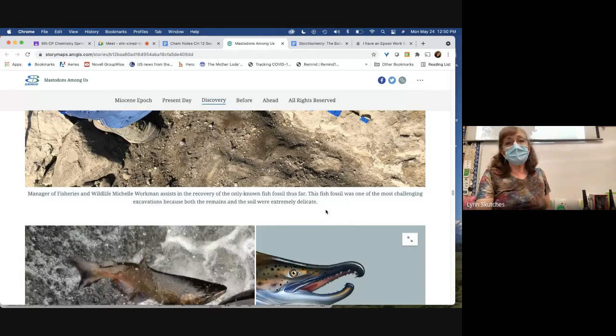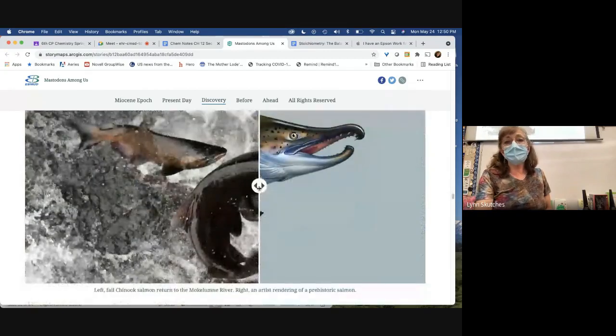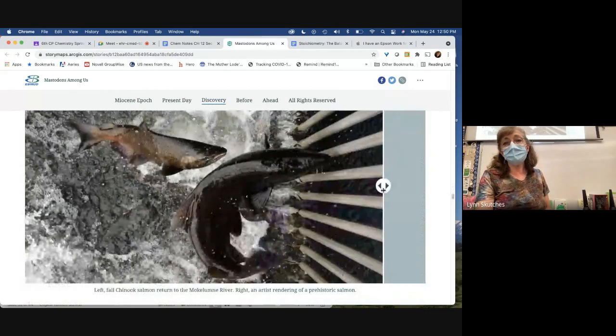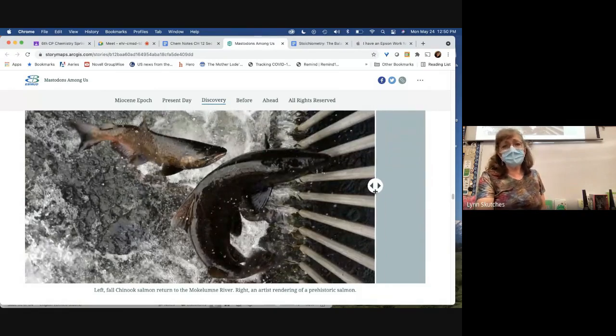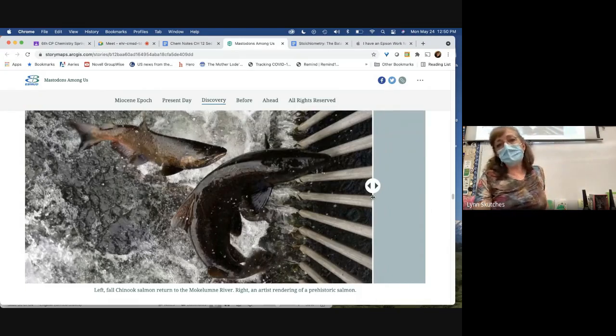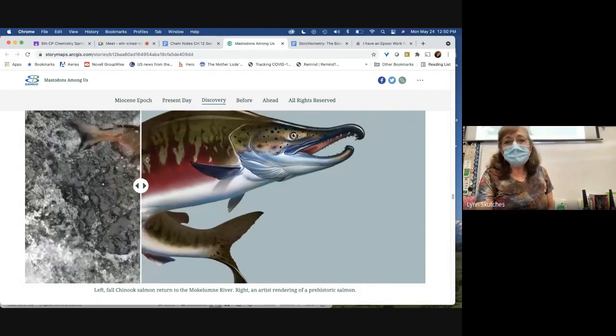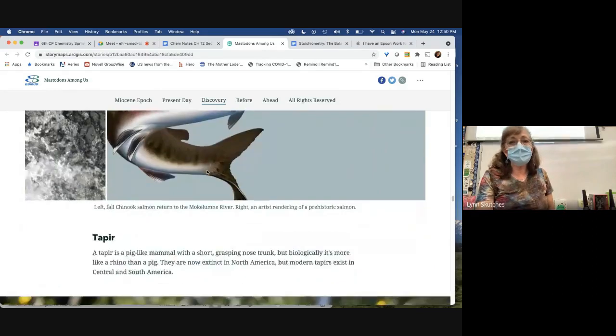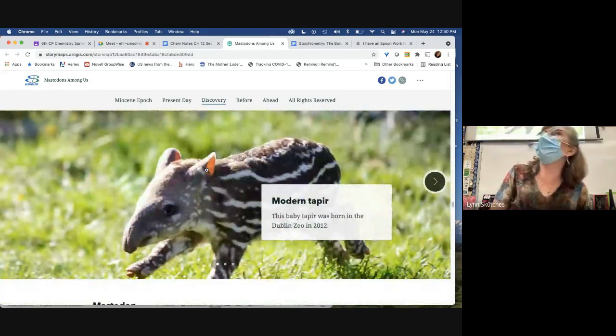There's lots of fish, of course. This is a picture of Chinook salmon trying to come up the Milk River. It doesn't say, it says fall Chinook salmon coming up. We make these reservoirs and then the fish can't go back to the natural breeding ground. So they have to make ladders and things in different places. But there were ancient salmon as well, which they think that fossil was.